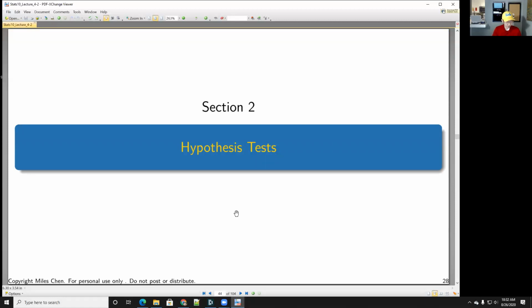All right, so now we'll keep going, and we are going to introduce hypothesis tests. Hypothesis testing is chapter 8.